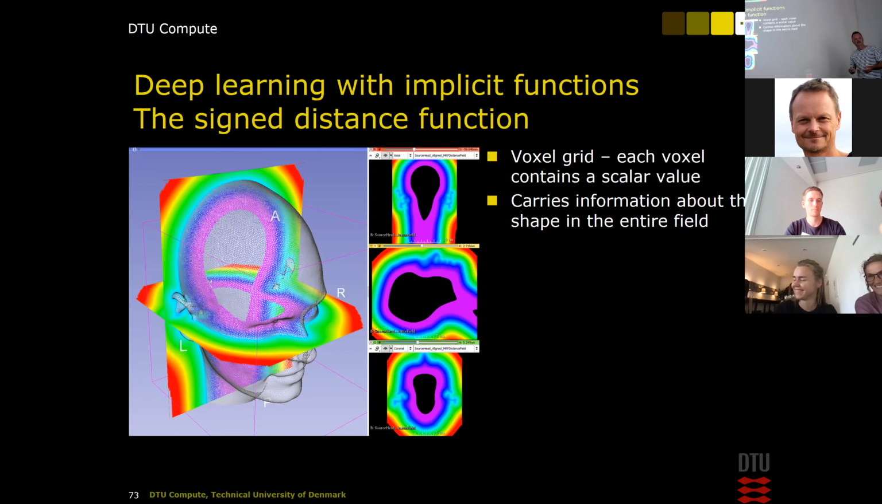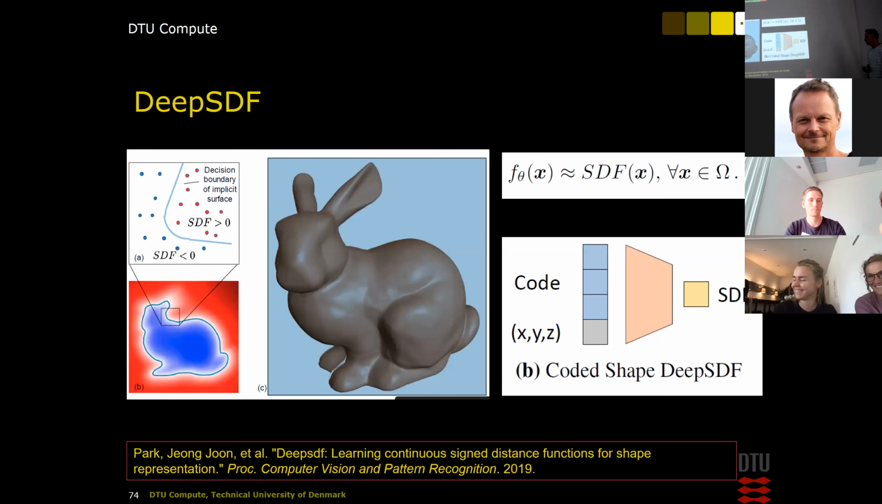For example, in shape matching, where you actually can drive the source shape to the target shape, because you know that you are close to the target. A very recent method, which has also gained a lot of popularity, is called DeepSDF, Deep Signed Distance Field.